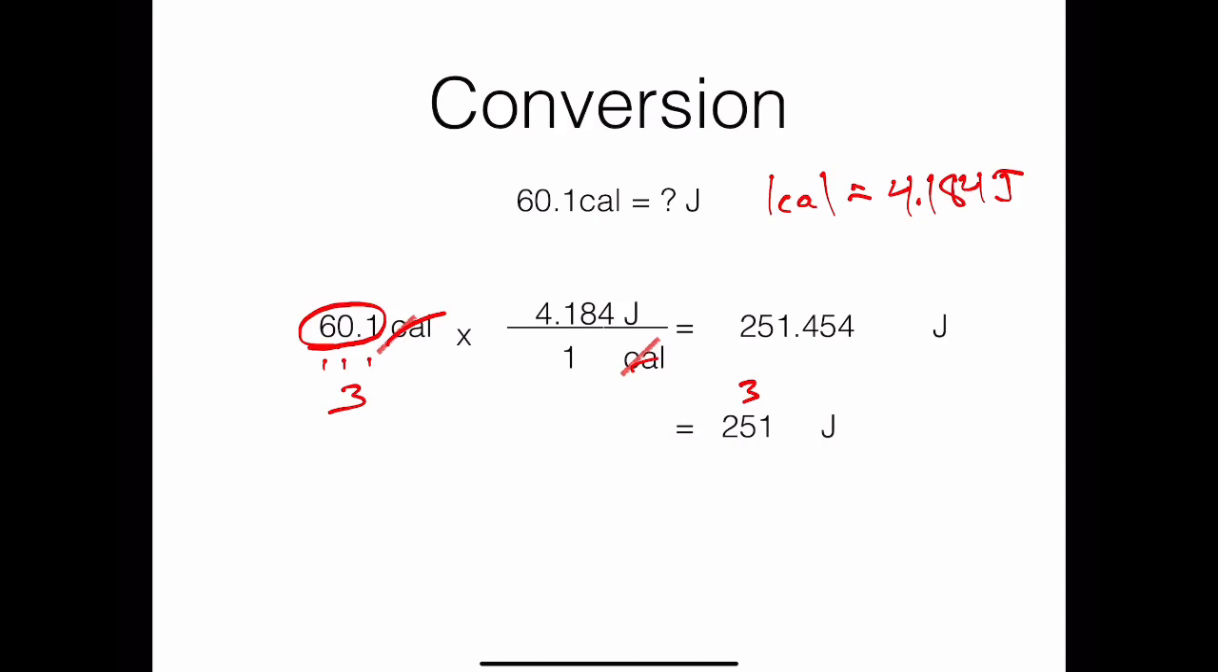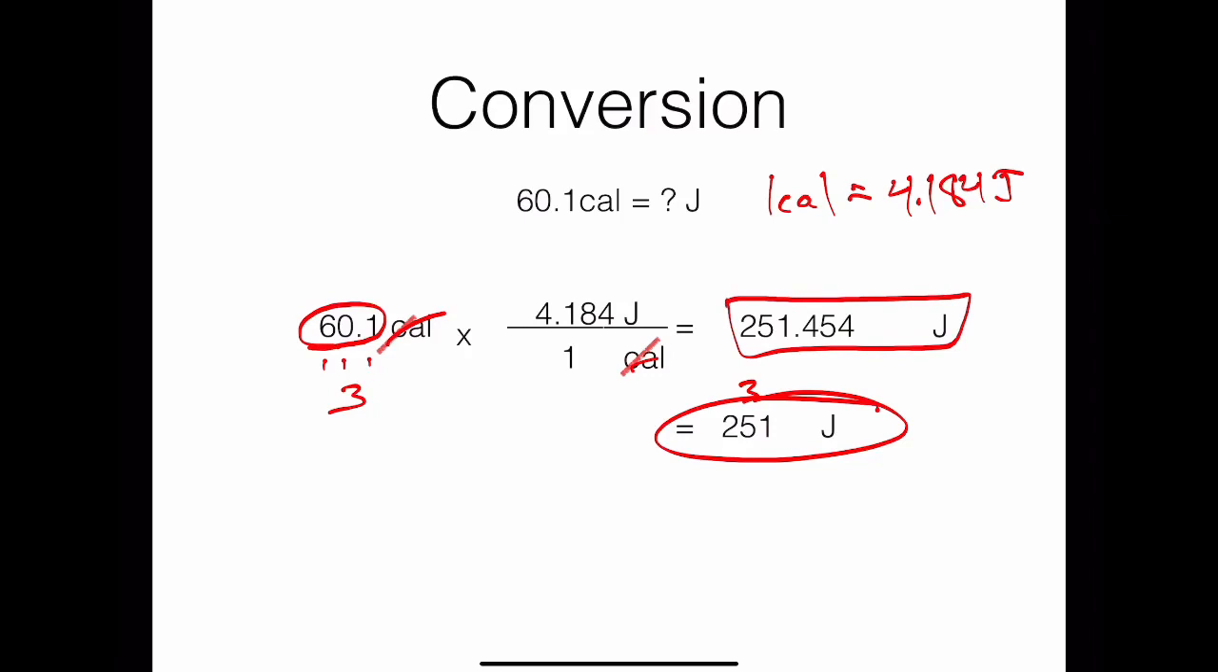Anytime you're circling your final answer, you need to make sure that you're circling the one with the correct number of sig figs and the correct unit on it. If you're circling this one, it has the correct unit, but it does not have the correct number of sig figs. So that would not get full credit.